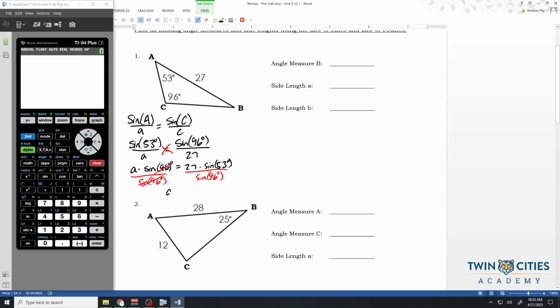So a is equal to, let's put that in the calculator, 27 times the sine of 53, and we'll be dividing by the sine of 96. This is 21.68. So we will fill that in our picture here, as well as our answer over here.